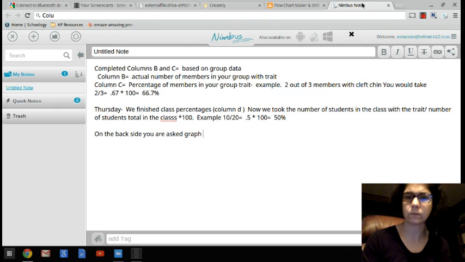So X equals trait, and that's the horizontal at the bottom. And it's also called the independent variable.